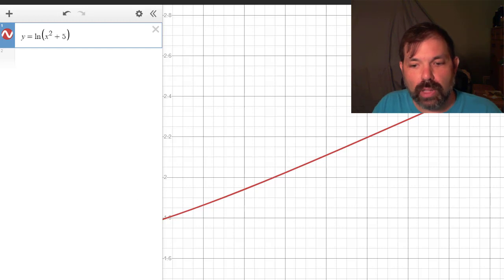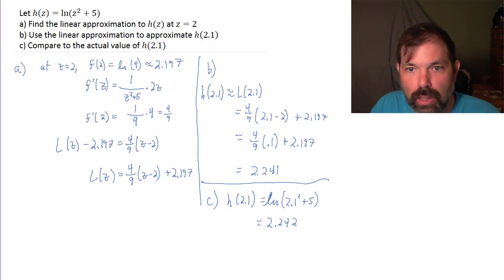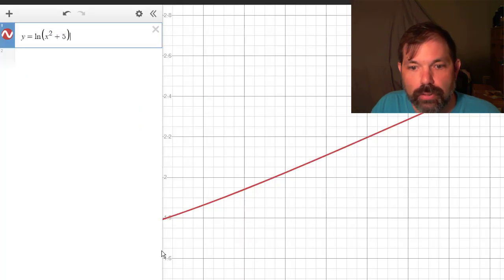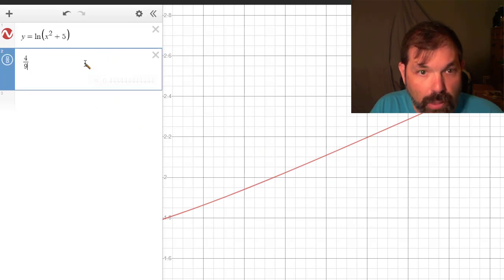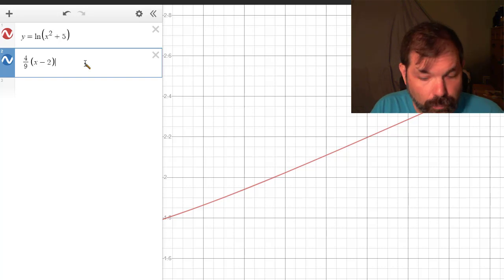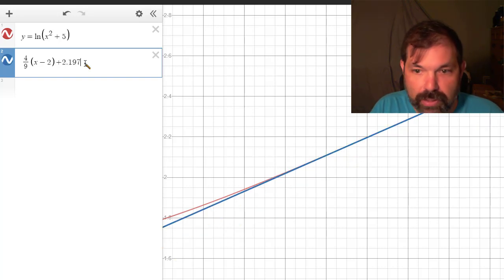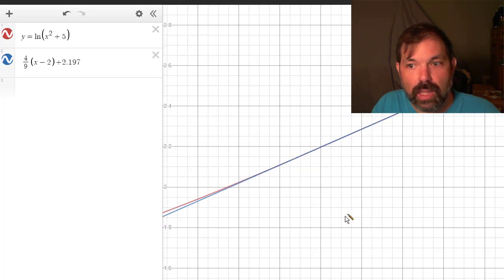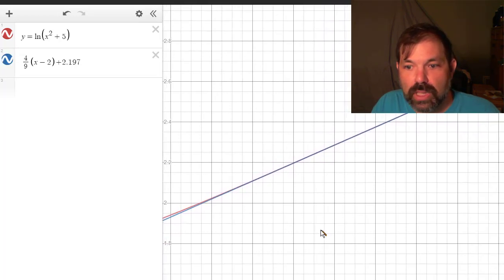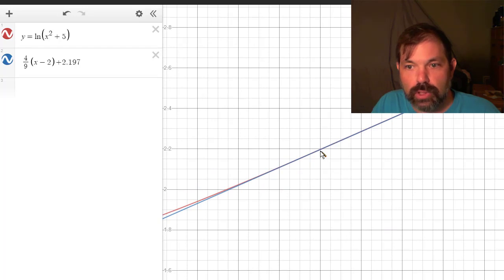So now let me bring up that line. The line was 4/9 of x minus 2 plus 2.197. Let's graph 4/9 of x minus 2 plus 2.197. And notice that near x equals 2, it is almost exactly the same as the line. In fact, they're almost indistinguishable near x equals 2.